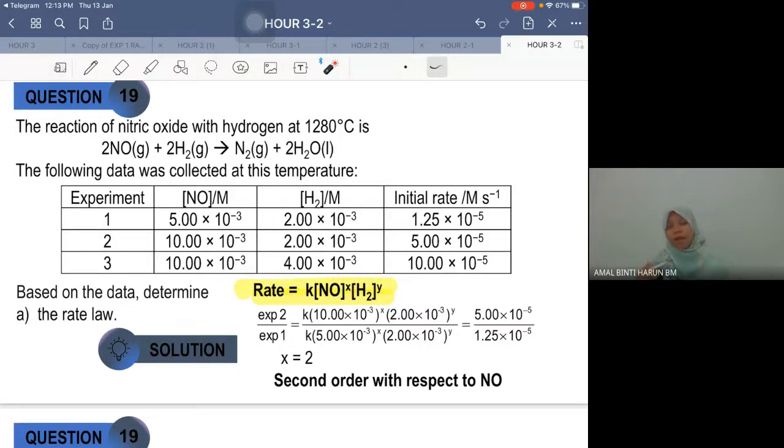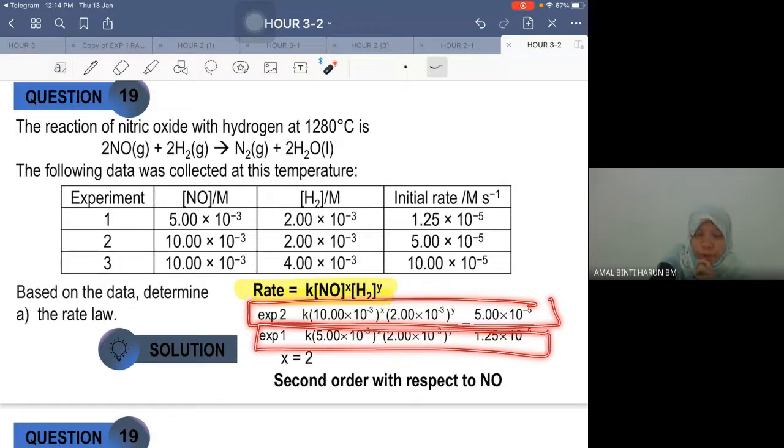So apa yang kita buat? Kita cari concentration yang sama, kita compare dua eksperimen tu. Okay. Kalau kita ambil concentration yang sama, ni maksudnya kita akan cancel NO. So kita dapat order bagi hidrogen. Untuk soalan ni, dia compare eksperimen 2 dengan eksperimen 1. So bila eksperimen 2 dengan 1, apa yang sama? Hidrogen yang sama. Concentration. Okay, so substitute dalam rate law eksperimen 2, substitute dalam rate law eksperimen 1.